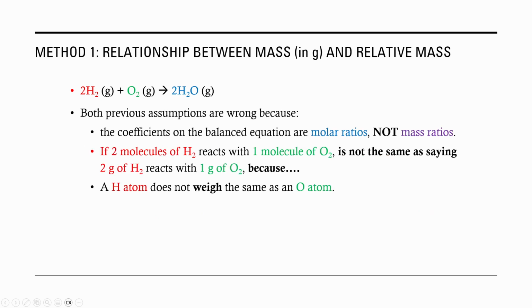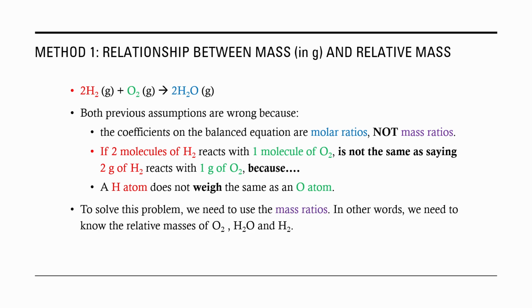Both of the previous assumptions are wrong because the coefficients, these big numbers in the equation, are molar ratios, not mass ratios. 2H2 means that there are 2 molecules of hydrogen. 1O2 means that there is 1 molecule of oxygen. And that's not the same as saying that 2 grams of hydrogen reacts with 1 gram of oxygen, because hydrogen and oxygen have different masses.